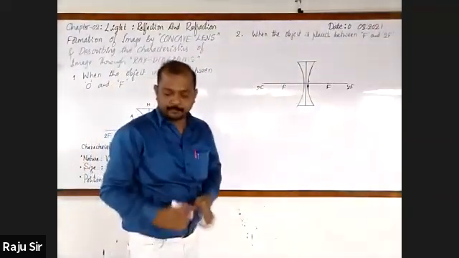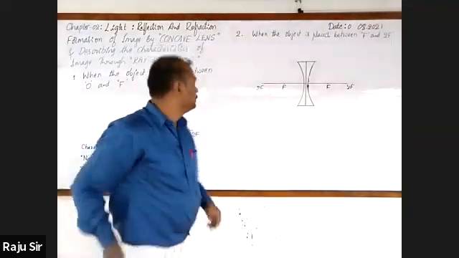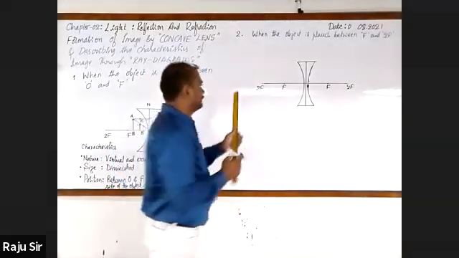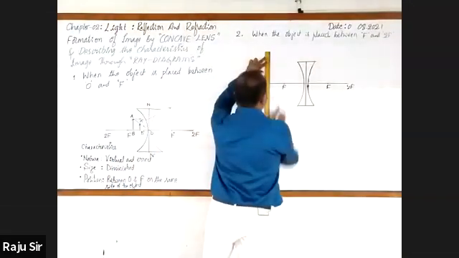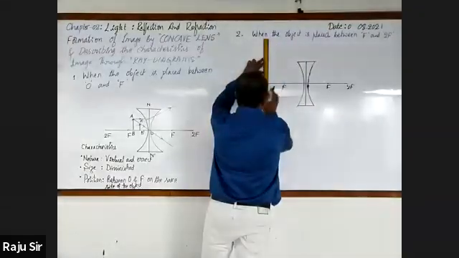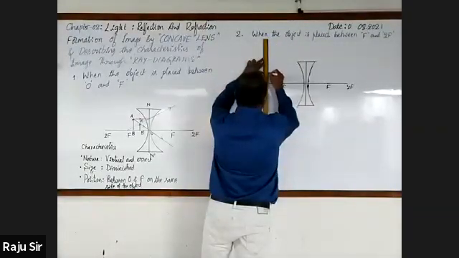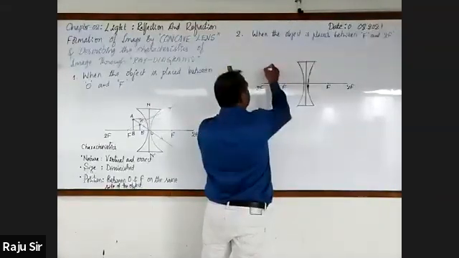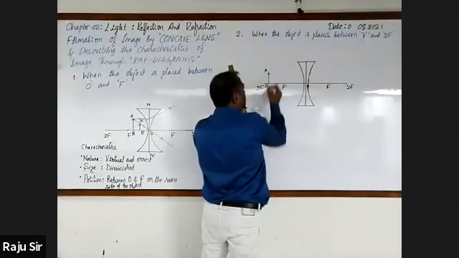Now let us go for placing the object between F and 2F. Here I am placing. Let the height of the object be 1 centimeter. Name it as AB.